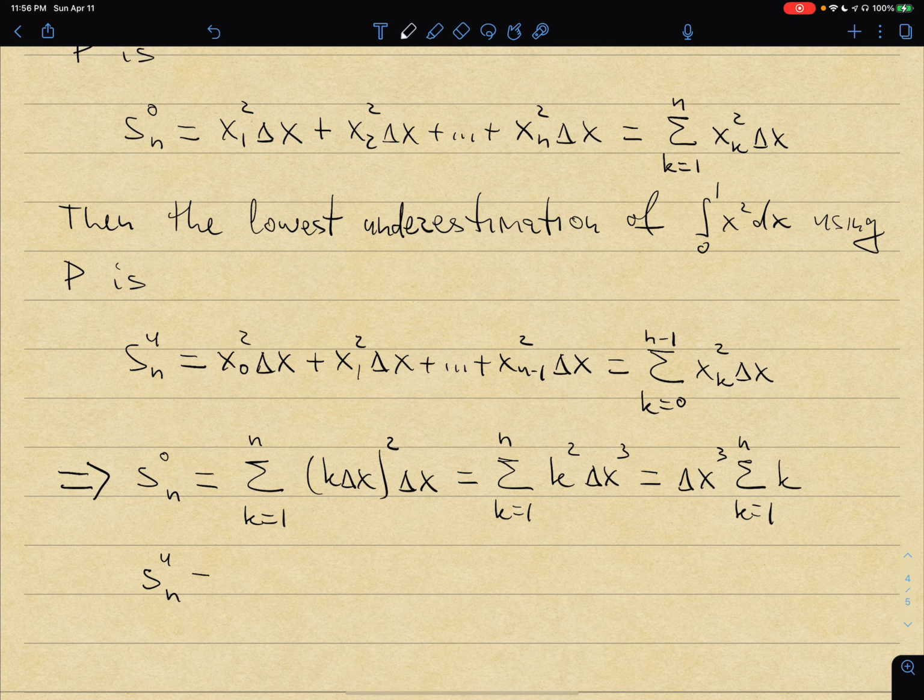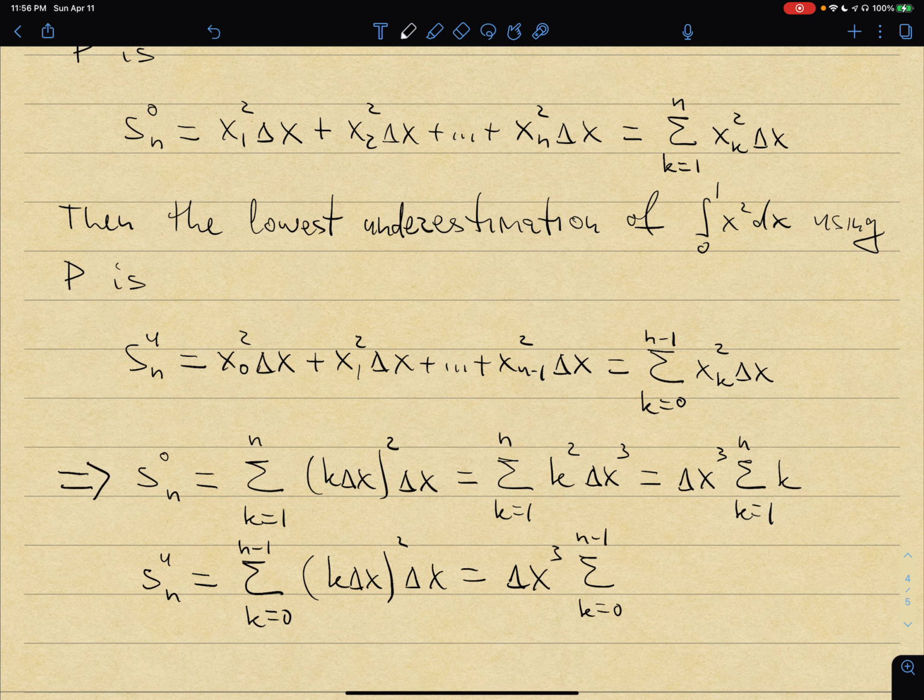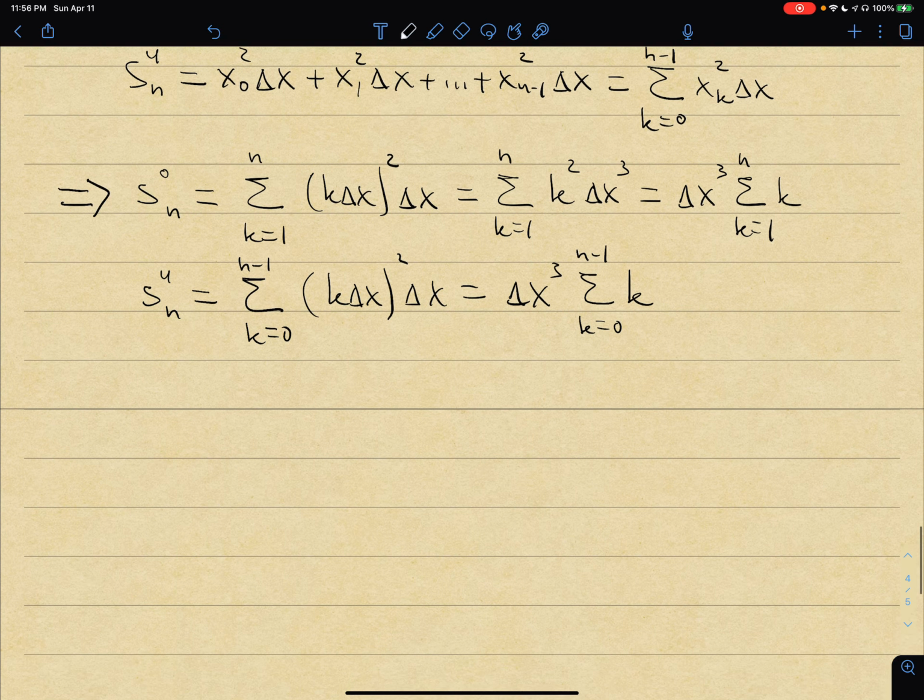S underestimation. And so it's a similar sum. In fact, it's exactly the same sum, except that it starts from 0 and it ends at n minus 1. So still k delta x squared times delta x. Open the parenthesis and factor out delta x cubed, and you get delta x quantity cubed times the sum k from 0 to n minus 1 of k squared. Okay, fine. So we have that.